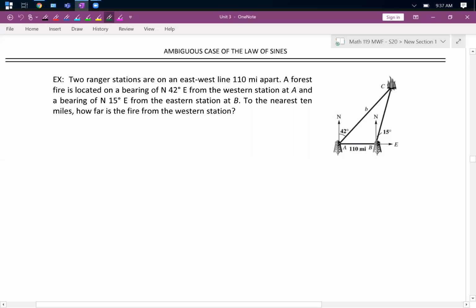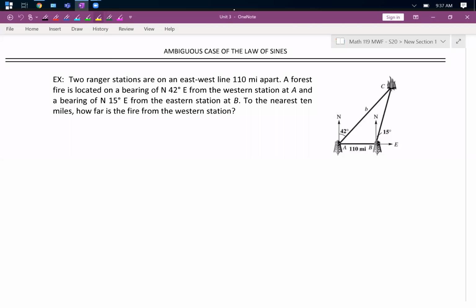All right, so this is our first application for law of sines. Two ranger stations are on an east-west line, 110 miles apart. A forest fire is located on a bearing of north 42 degrees east from the western station at A, and a bearing of north 15 degrees east from the eastern station at B, to the nearest 10 miles.